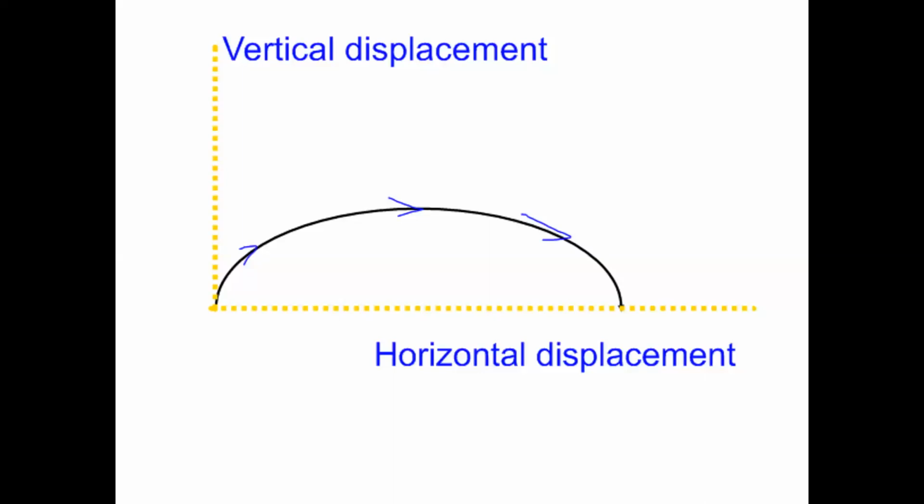Now, this is our first concept. In a projectile motion, there is a horizontal displacement and there is a vertical displacement. You have to copy this.